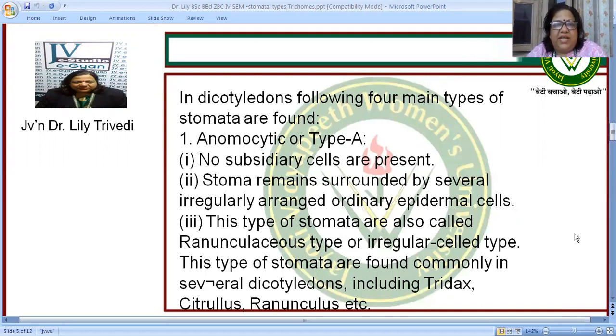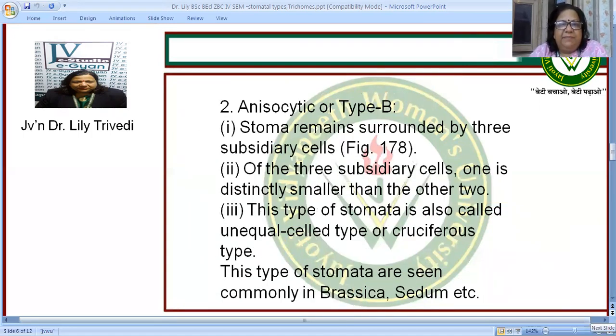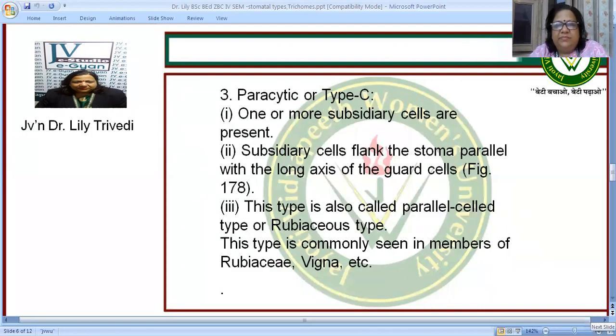The anomocytic or type A, there are no subsidiary cells present, only the guard cells are surrounded by several irregularly arranged epidermal cells. This type of stomata is also called the ranunculus type or irregular cell type. It is commonly found in several dicotyledons including Tridax, Citrullus and Ranunculus. The second type or type B is surrounded by three subsidiary cells and one is distinctly smaller than the other two. They are the unequal type or the cruciferous type found in Brassica, Sedum.